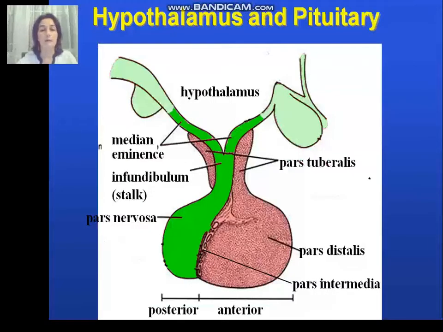And now the parts of the adenohypophysis. The adenohypophysis has three parts: pars distalis, pars intermedia, and pars tuberalis. The neurohypophysis also has three parts: pars nervosa, infundibulum, and median eminence. These are the parts of the neurohypophysis.